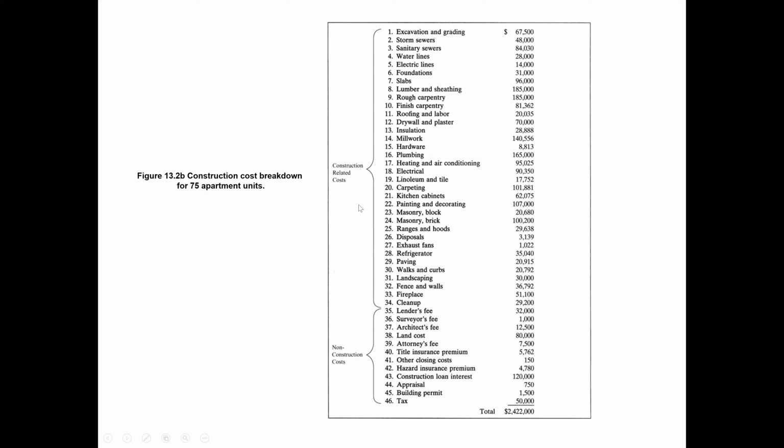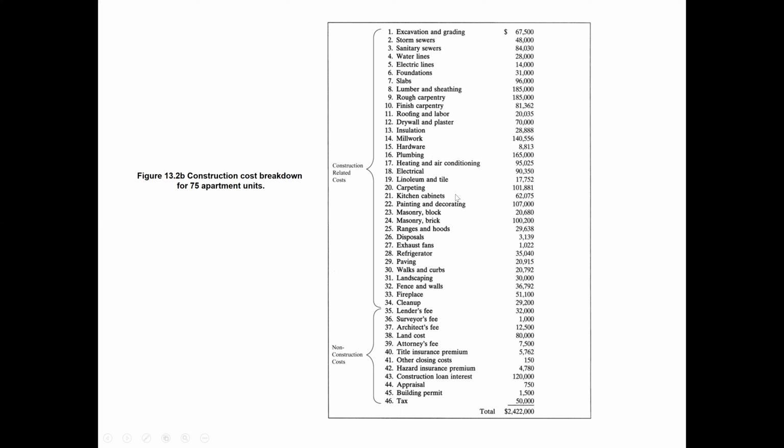The total requirement for the project is given as an example so that students can learn this is construction related cost and non-construction related costs. Like construction related cost, you can see there is the excavation, there is a storm sewer, sanitary sewers, water supply lines, electrical lines, foundations, construction of slabs. So it's carpentry work. Okay, there is plumbing work, electrical work, heating and air conditioning work.